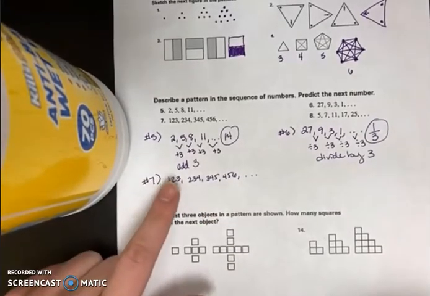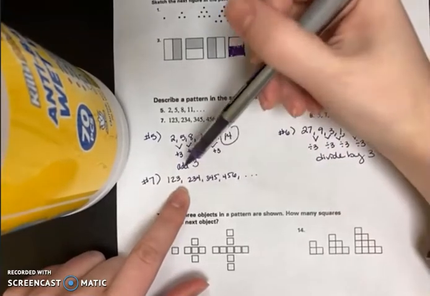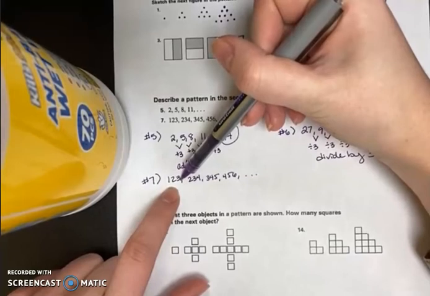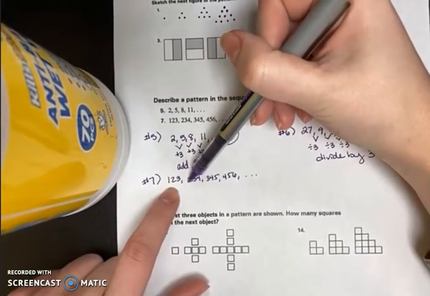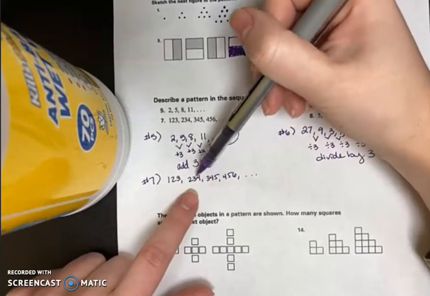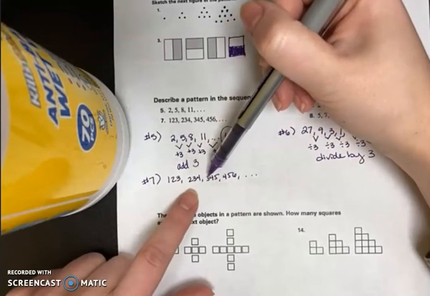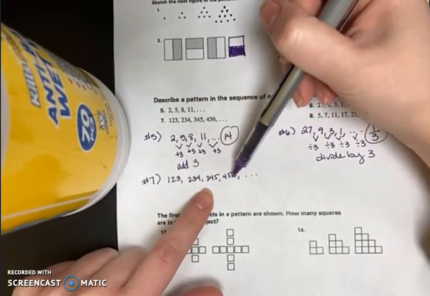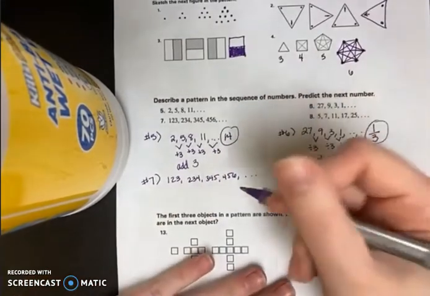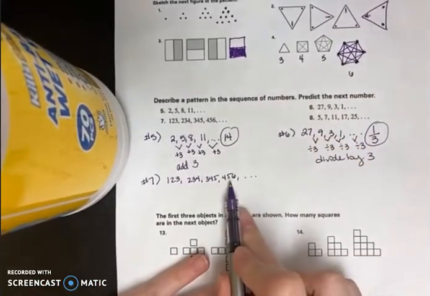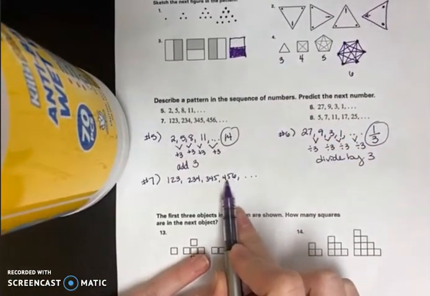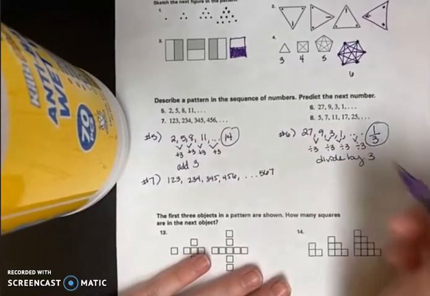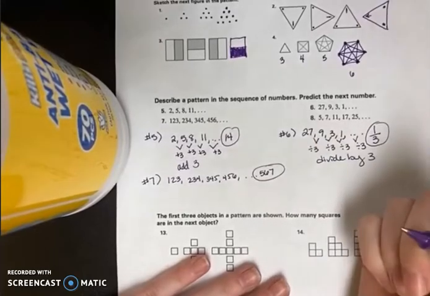The first one is 1, 2, 3. The second has the 2 and the 3, and then adds on a 4. The next one is a 3 and a 4, and adds on a 5. The next one, using the one in front of it, has a 4 and a 5, and it adds on a 6. So if I'm repeating that pattern, I'm going to use the last 2 digits of the term before, so 5, 6, I'm going to add 7. So 567 was the next term.